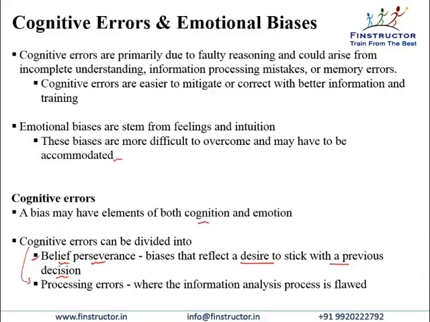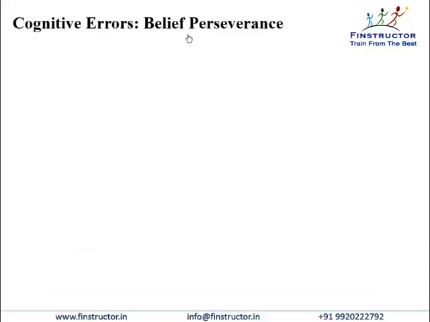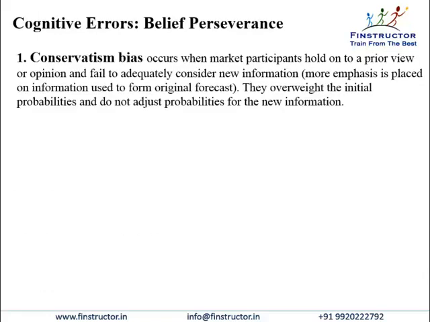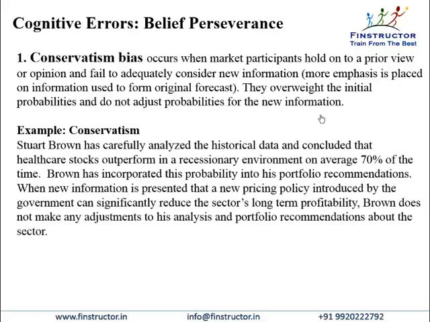We'll first deal with the first category of cognitive errors that deal with belief perseverance. The first bias in this category is called conservatism. Conservatism happens when market participants hold on to a prior view and fail to adequately consider any new information. That is, more emphasis is placed on the information that was used to form the original forecast. So they overweight initial probabilities and do not adjust the probabilities for the new information.